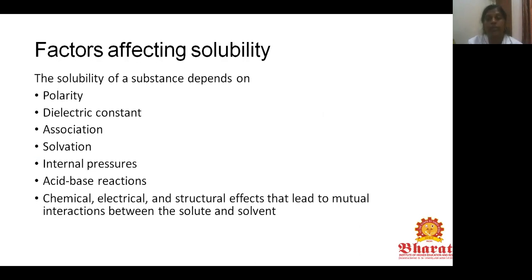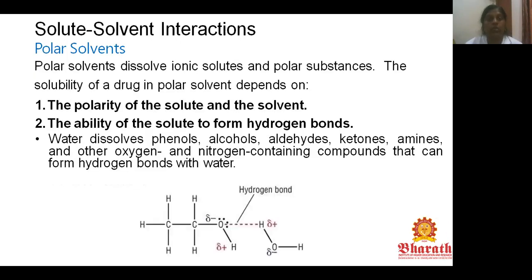So, what are the factors affecting the solubility? The solubility of a substance mainly depends upon the polarity, dielectric constant, association, solvation, internal pressures, acid-base reactions, and chemical, electrical, and structural effects that lead to mutual interaction between solute and solvent. In solute and solvent interaction, now we are going to see about the polar solvents. Polar solvents dissolve ionic solutes and polar substances.